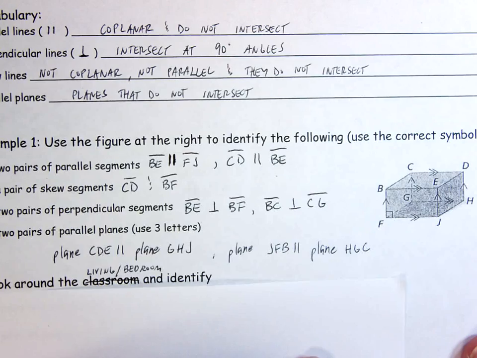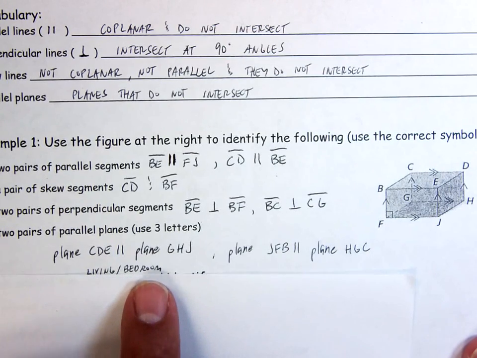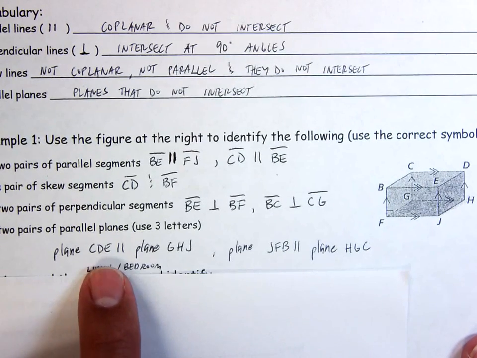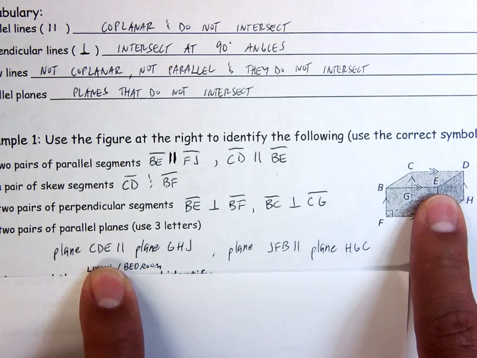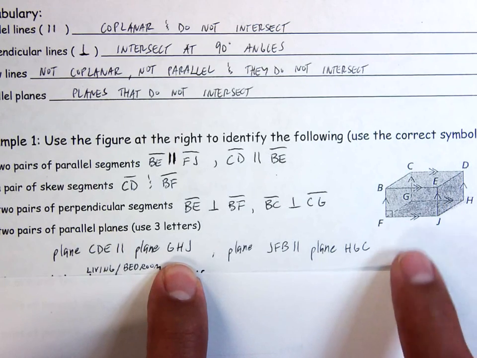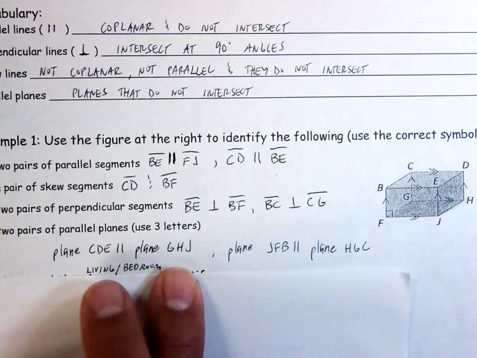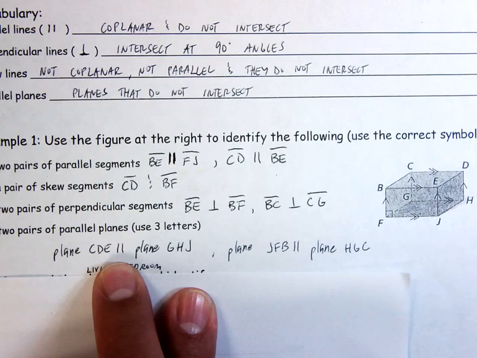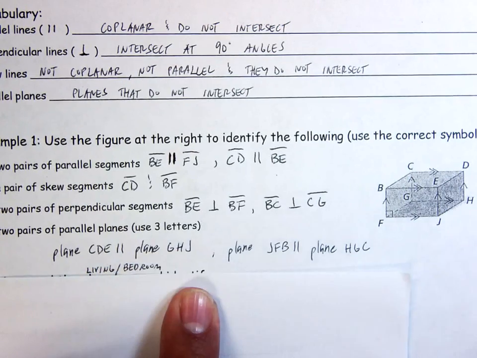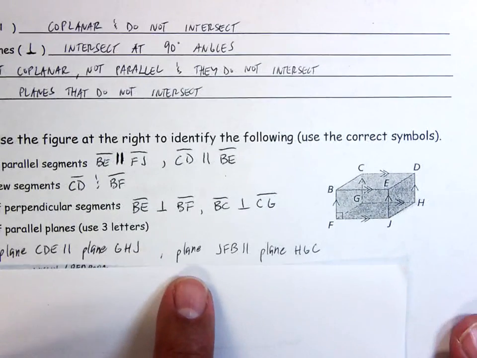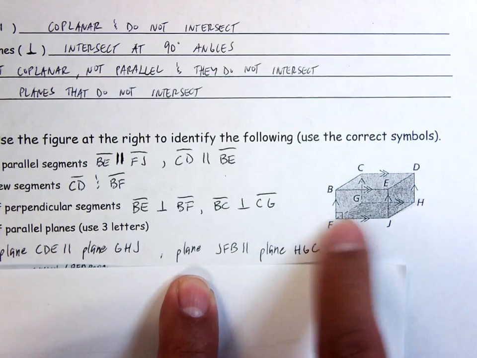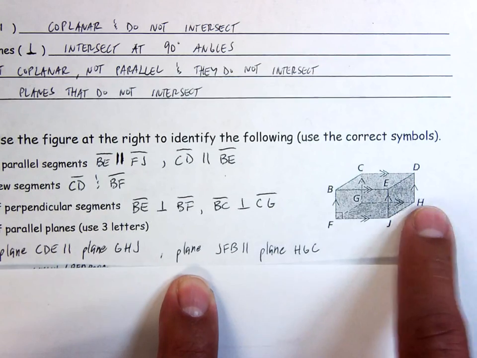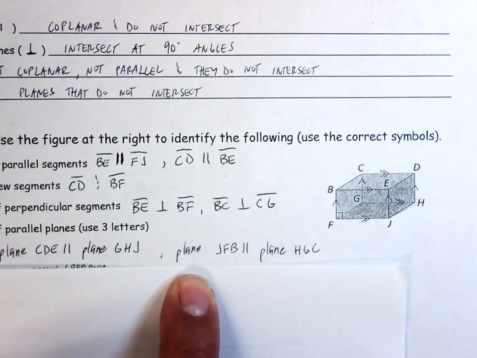Two pairs of parallel planes. Again, I use 3 letters to name planes. I have plane CDE. CDE is the top plane. And then plane GHJ, that's the bottom plane. So plane CDE is parallel to plane GHJ. That's one pair. Another pair I could have done was plane JFB, the one in the front, and plane HGC, the one in the back. So my front plane is parallel to my back plane.